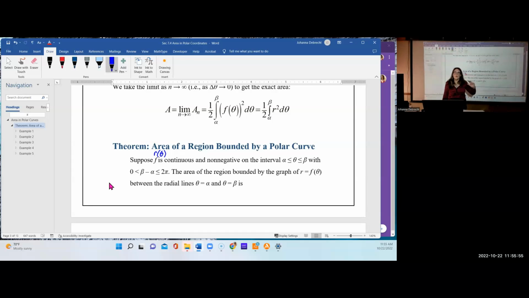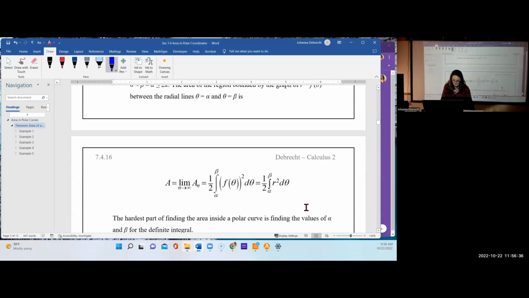We don't want to trace the polar curve more than once, so we want to make sure we're not going around multiple times. We also want to make sure that r of theta is not negative, because that shoots it out in the opposite direction along that 180-degree line. As long as r of theta is continuous and non-negative on this interval, and beta minus alpha is between 0 and 2 pi, then the area of the region bounded by r of theta between the radial lines theta equal to alpha and theta equal to beta is equal to this integral that you see right there.